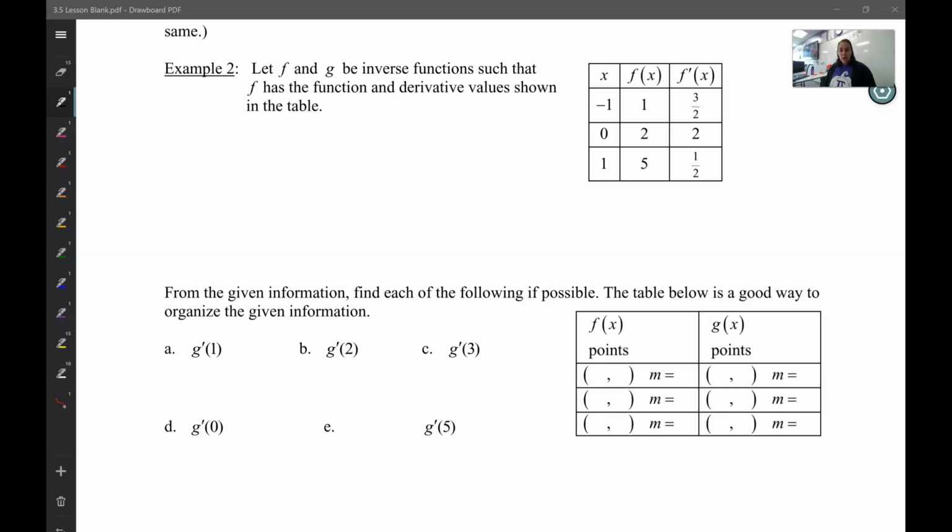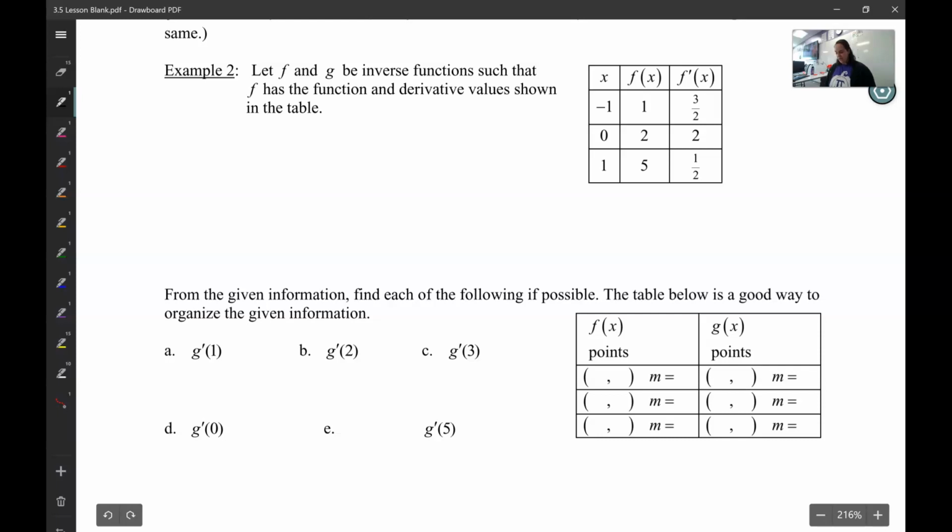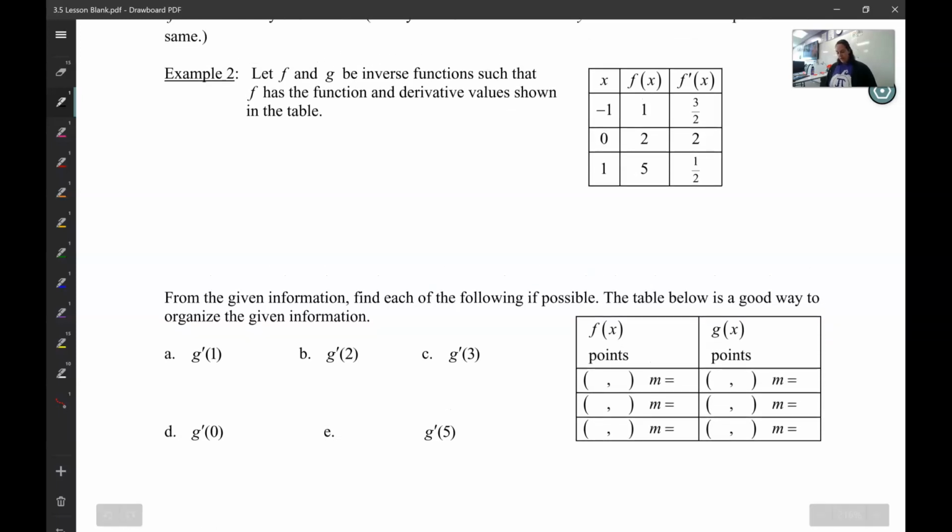Let's apply what we've learned about derivatives of inverse functions. Example 2. Let f and g be inverse functions such that f has the function and derivative values shown in the table. Now, from the given information, find each of the following if possible.